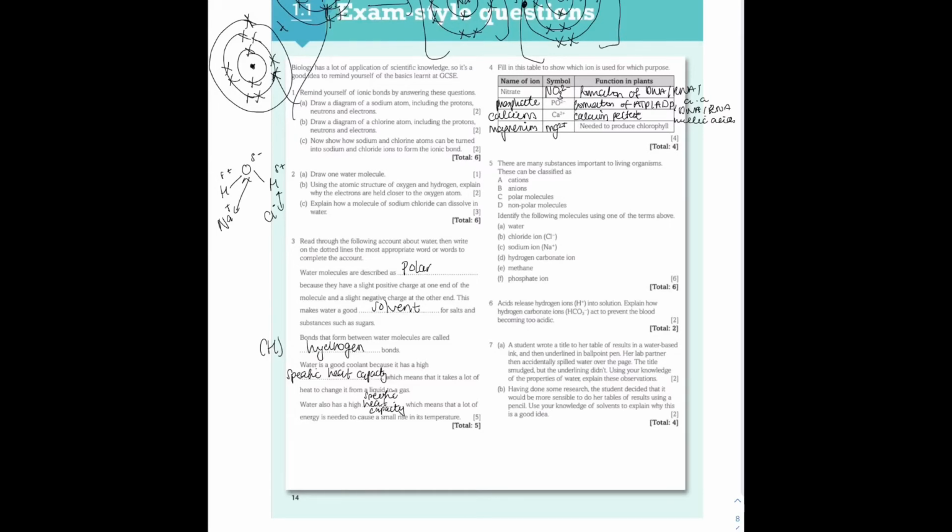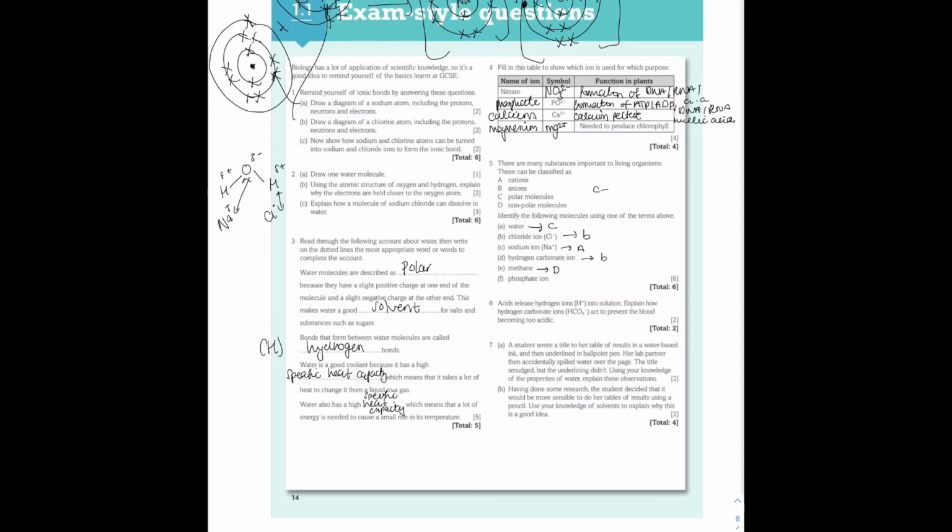Okay, so water is described as a polar molecule. B, the chloride ion, is described as an anion. So that would be B. C, sodium ion, that would be described as a cation, so that's an A. D is hydrogen carbonate, would be described as an anion because it has a negative charge. Methane would be described as a non-polar molecule because it does not have a charge.